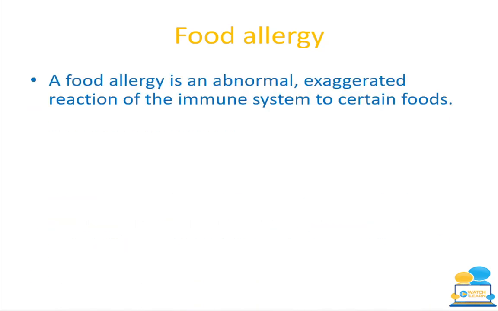Food allergy. So to be able to define a food allergy is an abnormal, exaggerated reaction of the immune system to certain foods. So our immune system is what protects us from viruses and bacterial infections. So anything foreign that is invading the body, the immune system is the first or the second line of defense, okay? So it is what is going to attack stuff, okay?